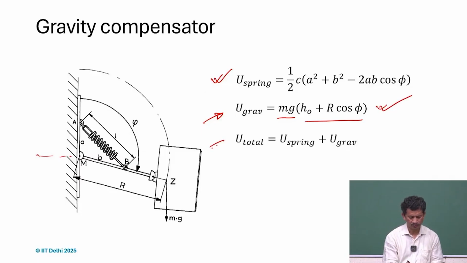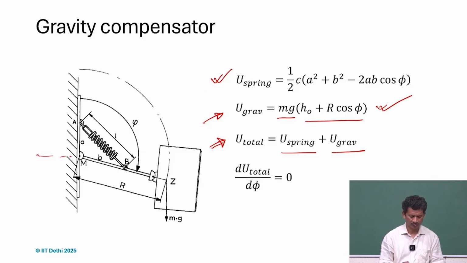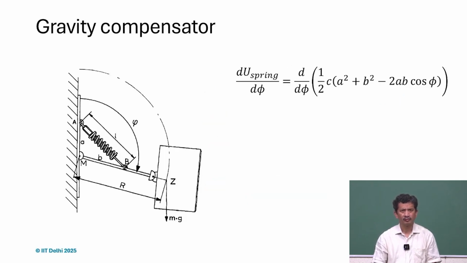So the total energy can be written in terms of the potential energy stored in the spring and the weight, the gravitational force: U spring plus U gravity. What we want is the derivative with respect to phi to be 0. If we are able to achieve this, then it's stable in every location. It's independent of phi.